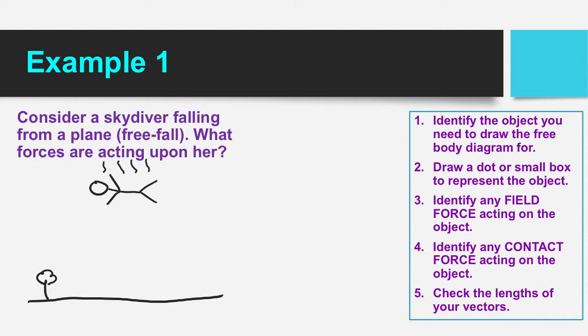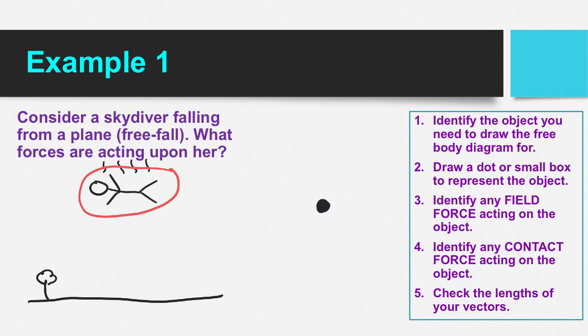Okay. So let's just follow the directions. Number 1, identify the object that I need to draw the free body diagram for. It is for the skydiver. And so I'm going to put a circle around her. That's going to help me a little bit later identify my contact forces. It's always a good idea to do that. Number 2, draw a dot or a small box to represent the object. All right, I'm going to draw my dot right there like that.